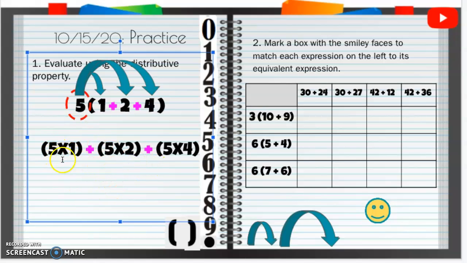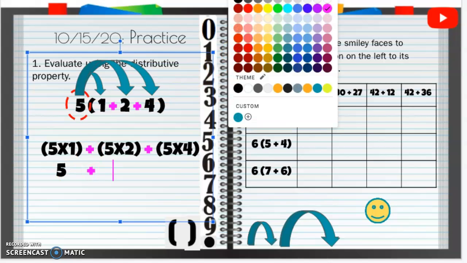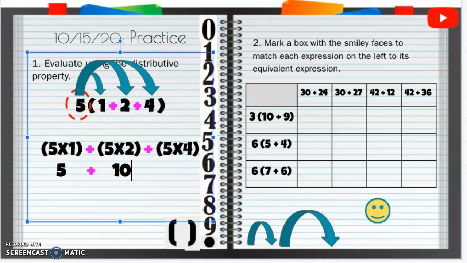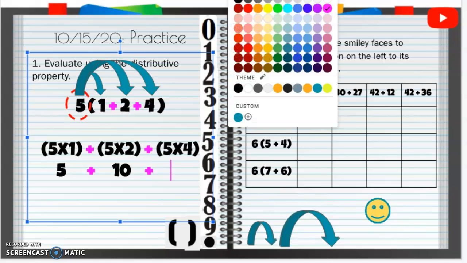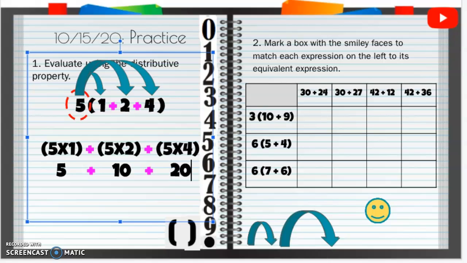well, what is 5 times 1? Well, I know 5 times 1 is 5. We're going to keep that addition symbol. What is 5 times 2? That's 10. Keep that addition symbol. What's 5 times 4? 20. All right, now what's 5 plus 10?